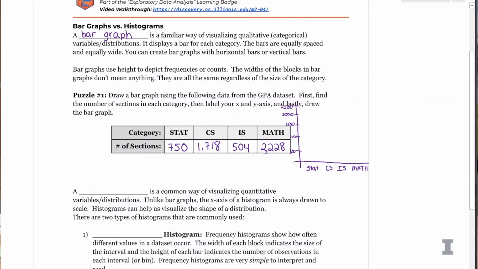So we'll start with Stat. With Stat, our number of sections was 750. So I'm going to draw a bar going up to about 750. And I want to make sure that my bars aren't touching each other, because that is a feature of a bar graph. For CS, I had 1,718 as my number of sections. So I'm going to go up there. For IS, I had 504. And then for Math, I had 2,228. And there is my bar graph for the number of sections in each of these categories.